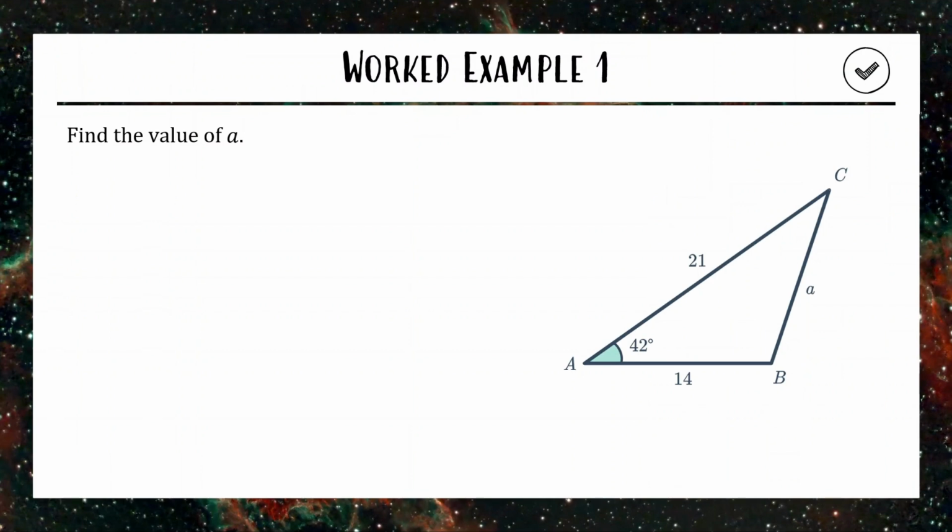Here's our first one. We are trying to find the value of A, which is this side length over here. So noting we have an angle and we have the two sides next to it, we can use the cosine rule. We have this angle.